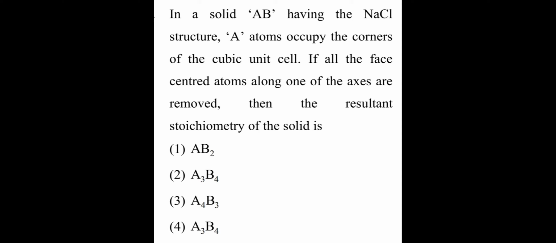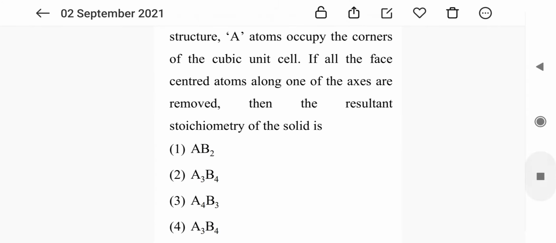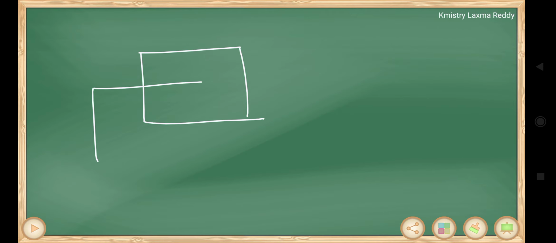That line is enough for us. And all the face-centered atoms along one face are removed. Let us see. If this is a unit cell, let's go with the sodium chloride structure first.